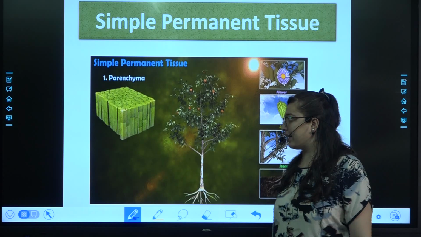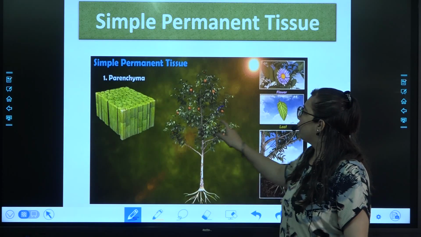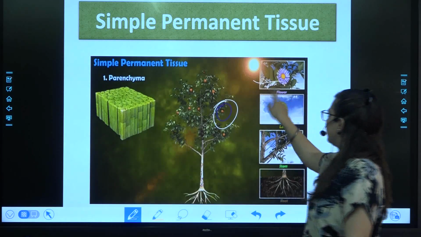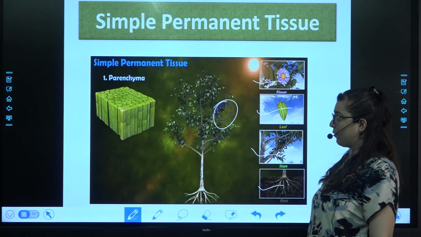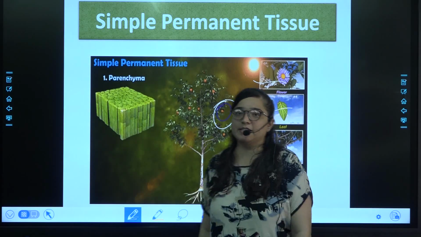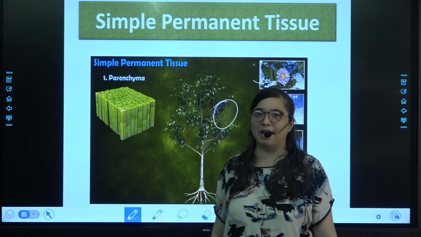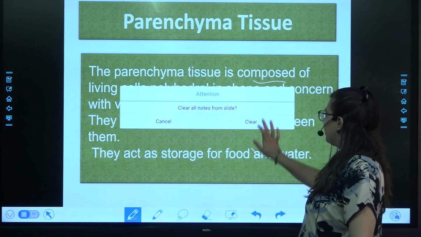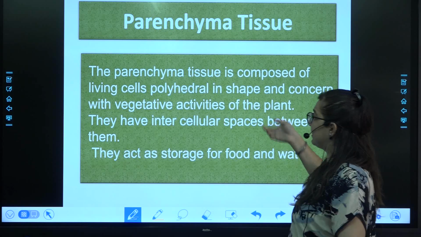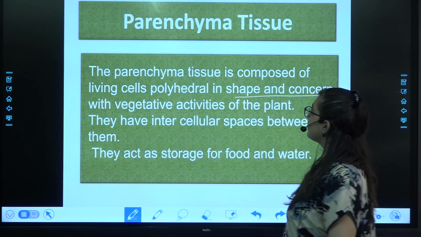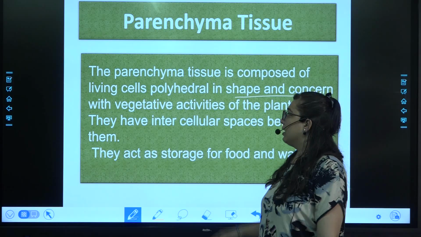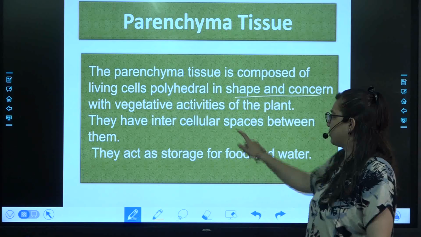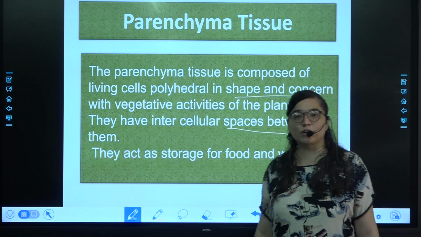We have already done the parenchyma tissue. It is responsible for the juice in the fruits. It is present in the root, flower, leaf and stem, everywhere. Ultimately it provides mechanical strength to the plant. The cells are polyhedral in shape. All the vegetative activities are carried out by the parenchyma tissue. They have space between them and act as storage for food and water.